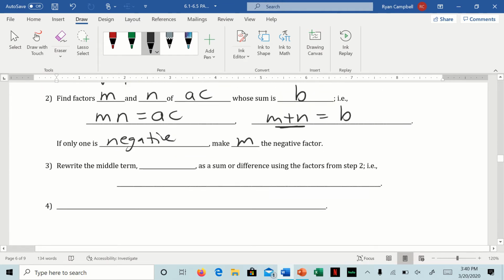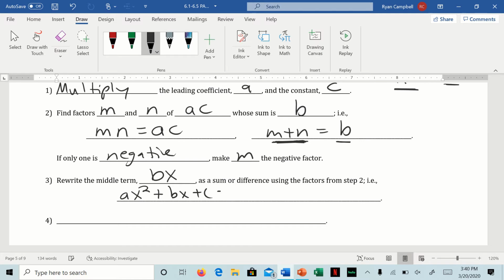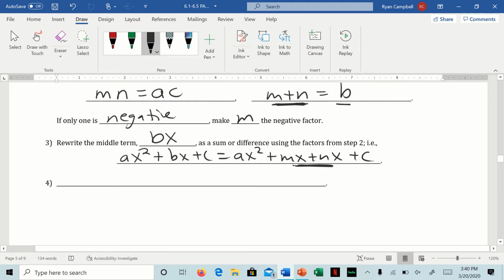All right, step 3. So let's rewrite that middle term, bx, as a sum or difference between the two numbers that we found. So we said that m plus n is b. So that means ax squared plus bx plus c is the same as ax squared plus mx plus nx plus c. So this is how we're breaking up that middle term using the numbers that we just found.